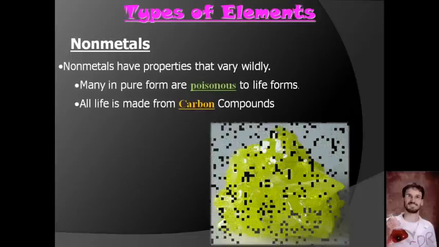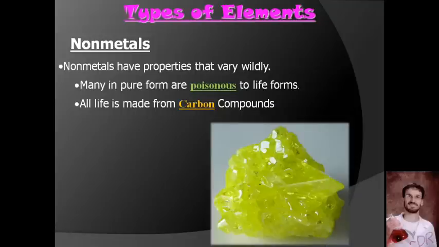Nonmetals have properties that vary wildly. They are all over the map. They react in similar ways because they're all in a couple different families, but their properties, their physical features and things like that, are wildly varied.